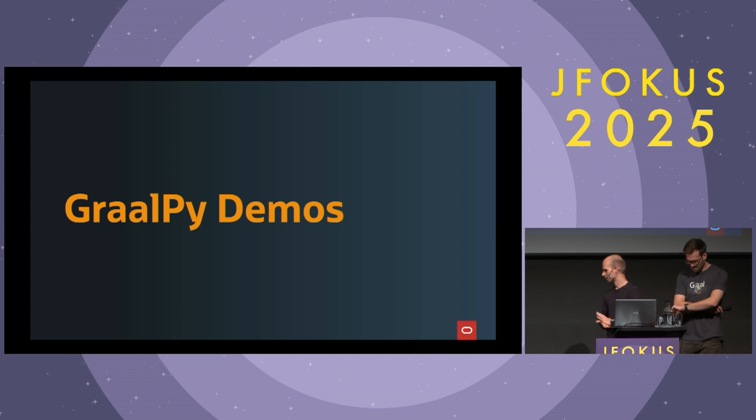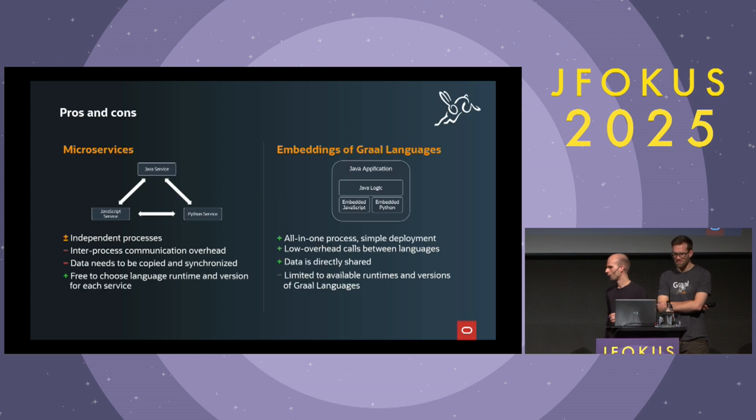So this concludes the demo part, and it didn't work out all that badly. Now, if you didn't have GraalPy, but you wanted to do something like this, how would you go about it? Well, the canonical way to do this is microservices. You have a Java application and a Python application, and they talk to each other somehow, maybe via a REST API or something.